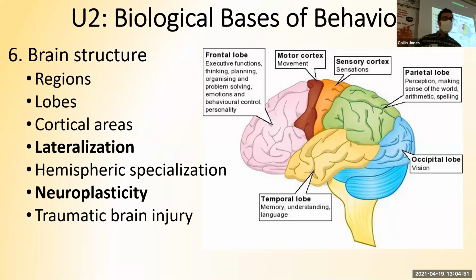Cerebellum, balance and movement. To be the belle of the ball, you've got to have good balance and movement, hand-eye coordination, riding a bike, procedural memories, muscle memories. That's all the cerebellum.